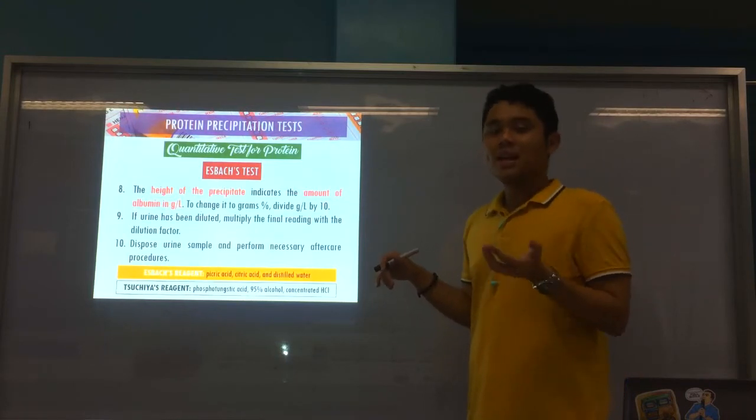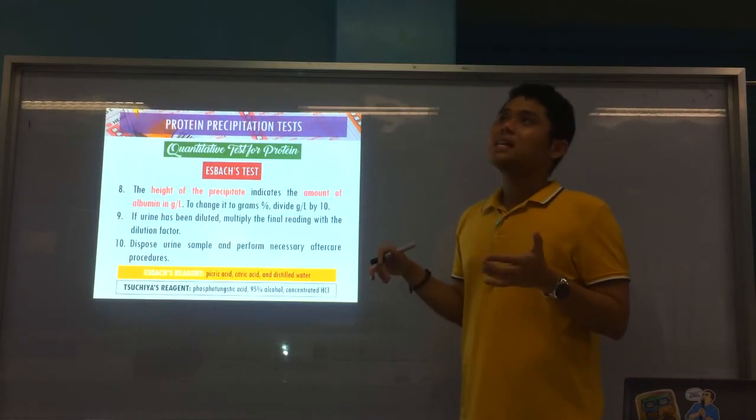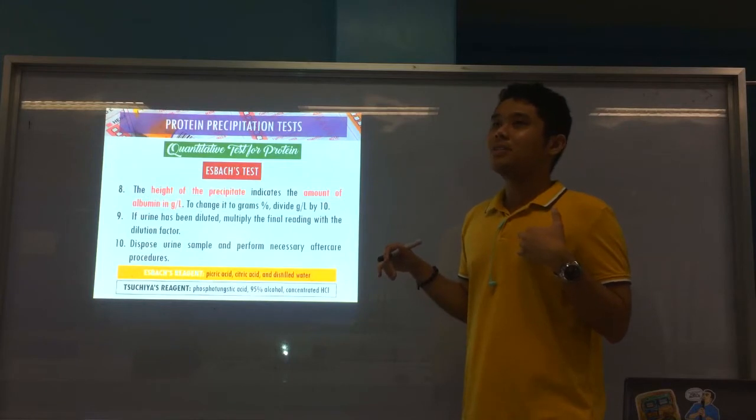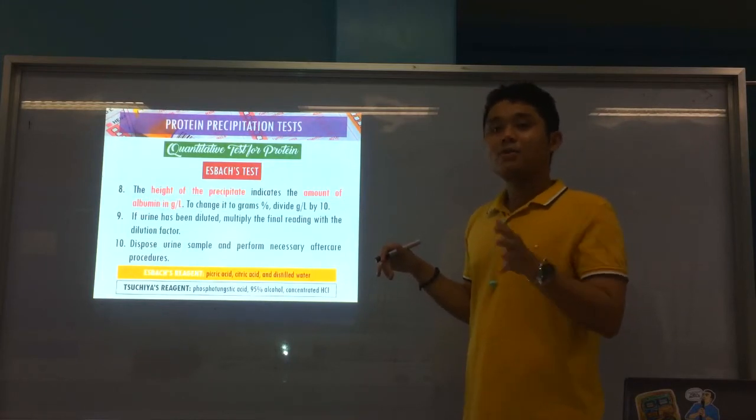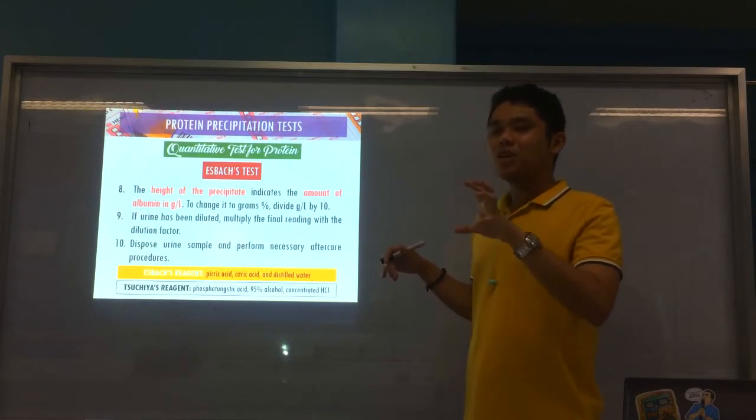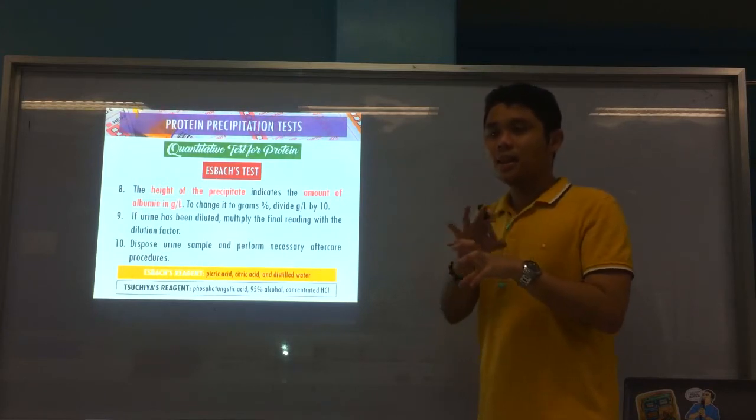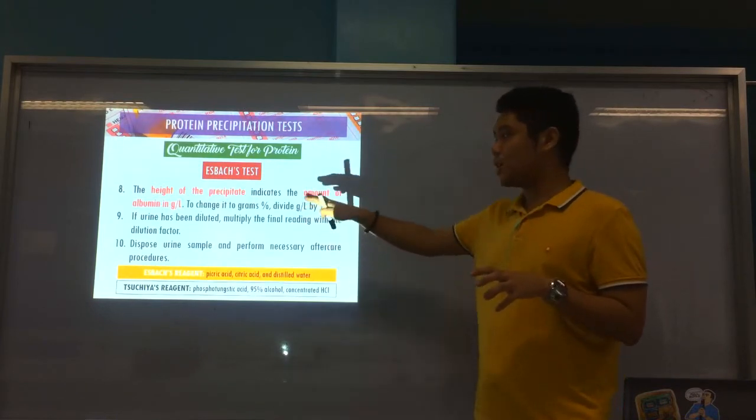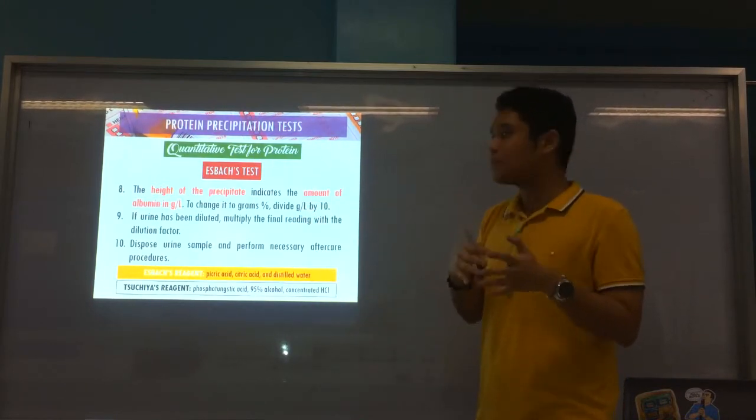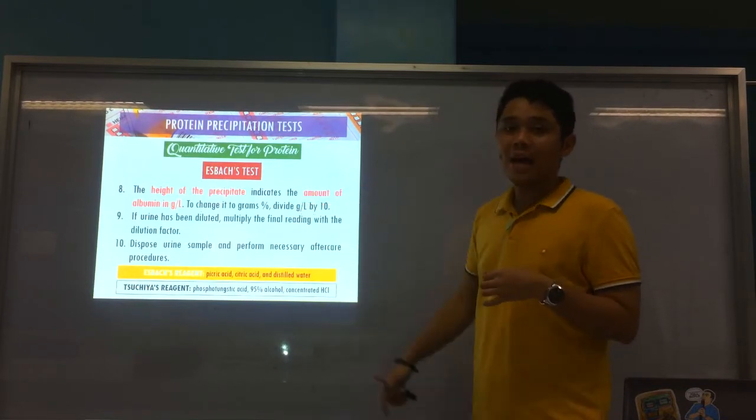Next, again, we measure now the height of the precipitate, and that is now equivalent to the amount of albumin in grams per liter. Now, I think, as far as I can remember, ang pag-measure is millimeters or cm. I forgot. Okay, I'll have to clarify pa. But I think, pag-measure nimo, that's equivalent to the concentration of albumin in your specimen, and that's in grams per L. Now, if you want to change it to grams percentage, you divide it by 10.